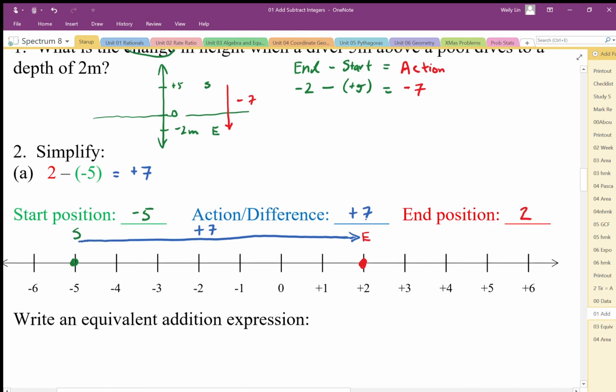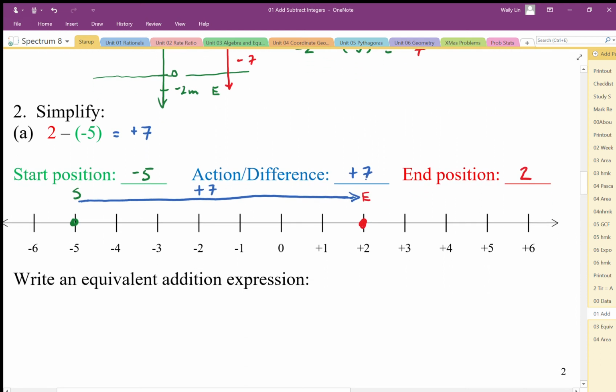We can rewrite this as an equivalent addition statement, just like we did before. Start plus action equals the end. We can say negative 5 plus, we're going to add 7 or go to the right 7. There's my action. And it's going to be equal to the end position of positive 2. So these are equivalent addition statements.